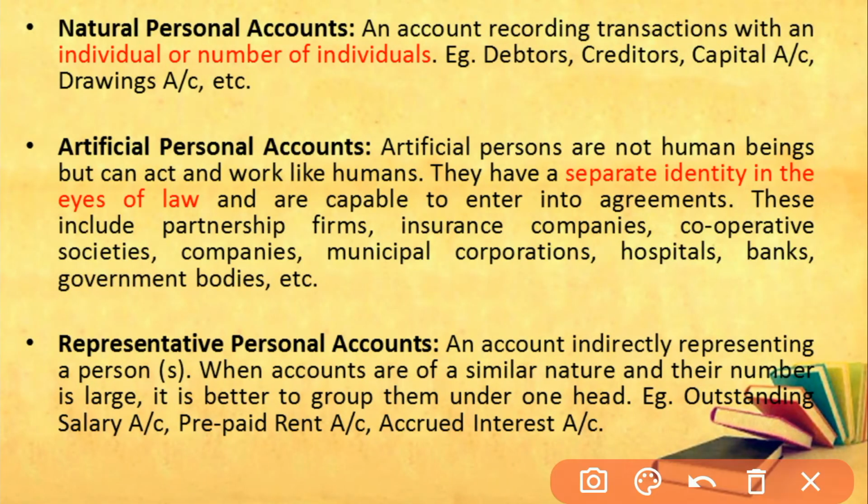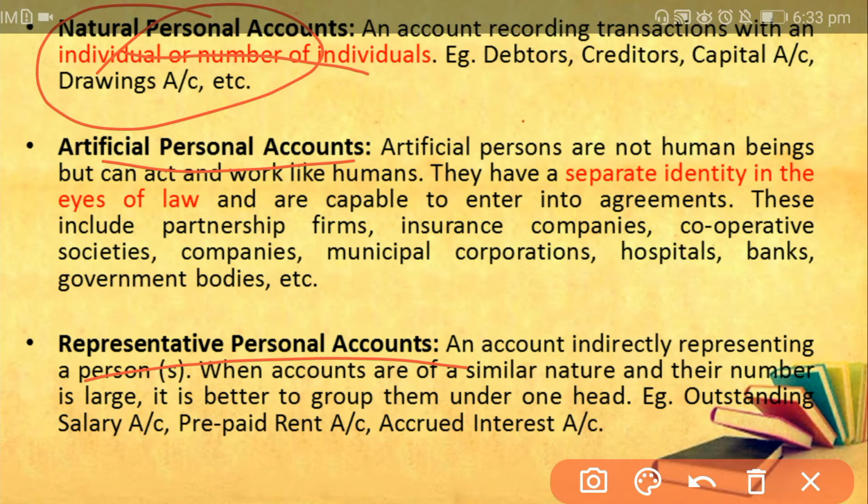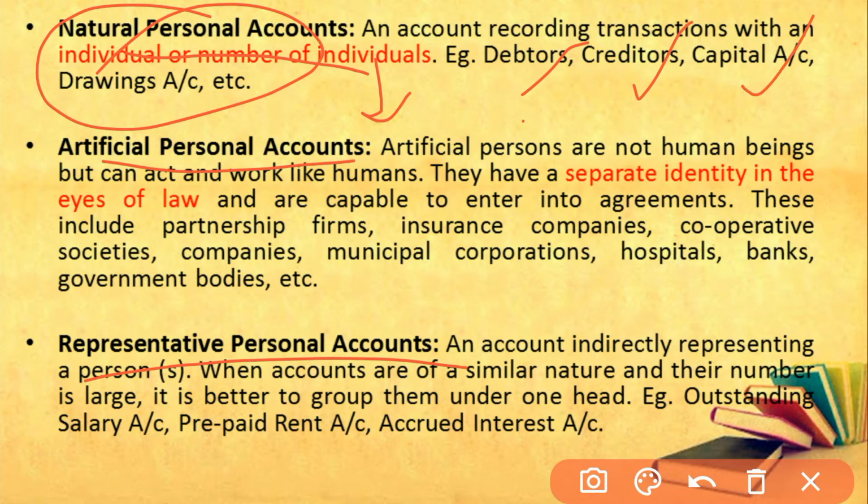I told you the first is your personal account. Personal account has three categories: natural person's account, artificial person's account, and the representative personal account. Now what is a natural person's account? As the name suggests, it has to be some individual or a number of individuals. That means they are real human beings. Okay, so an account recording transactions with an individual or a number of individuals is called a natural personal account. Examples can be debtors, creditors, capital account, or drawings.